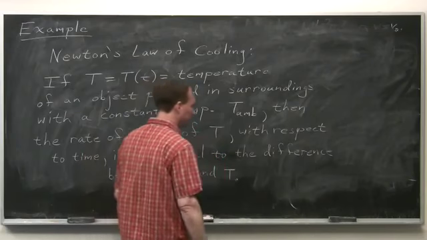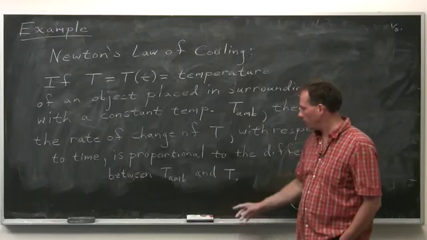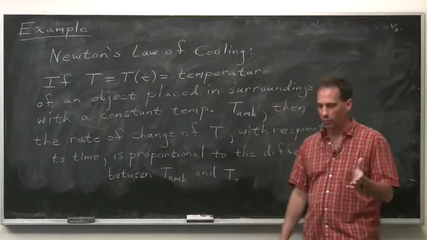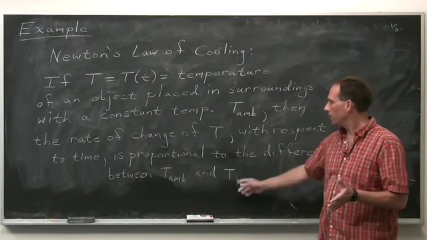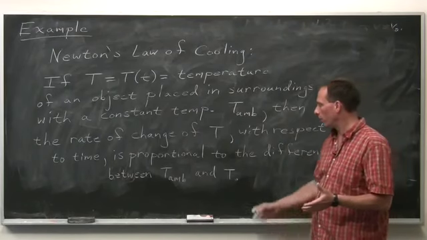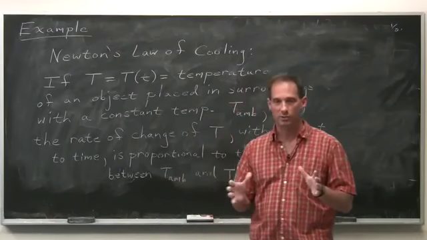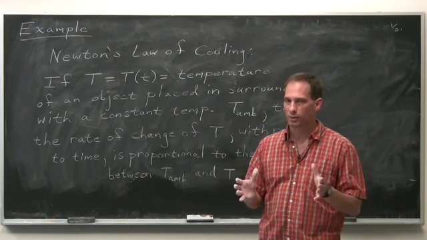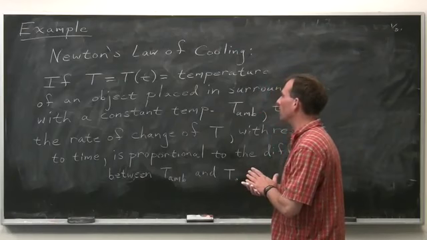Physically, this should seem very reasonable. What it says is if you put something very hot in a very cold room, so that the temperature difference is great, then the object starts cooling off very rapidly. On the other hand, if the temperature of the object is very close to the temperature of the surroundings, then the object doesn't cool that rapidly, so the rate of change of its temperature isn't that great.